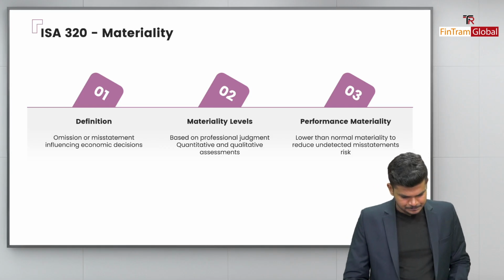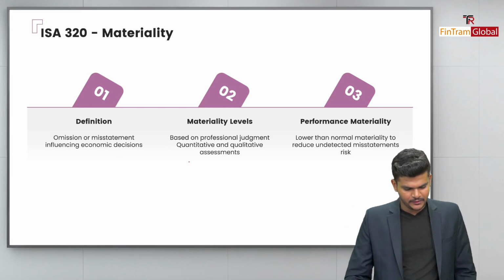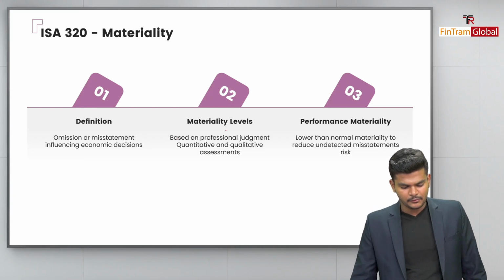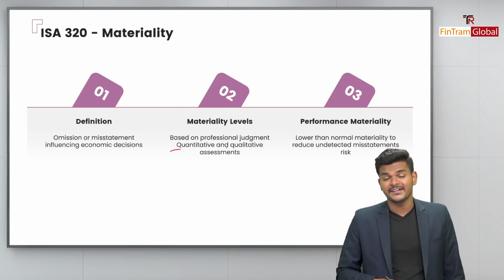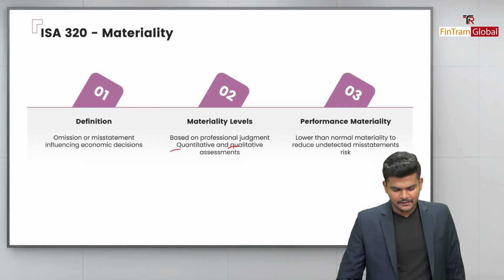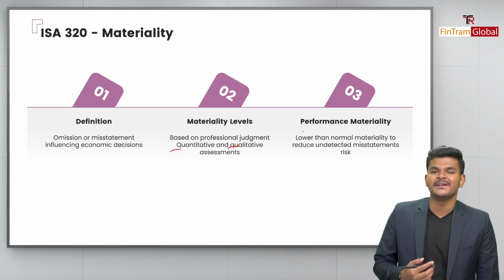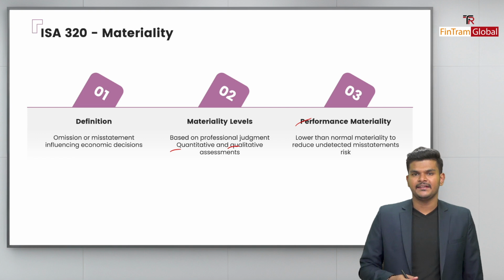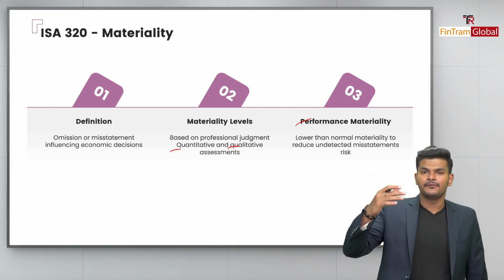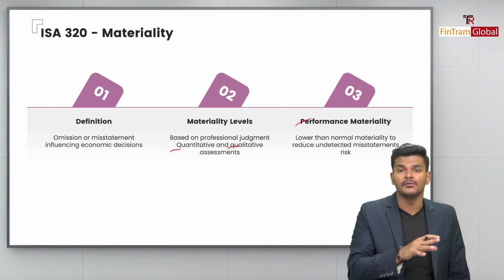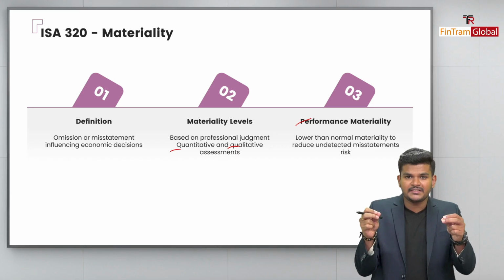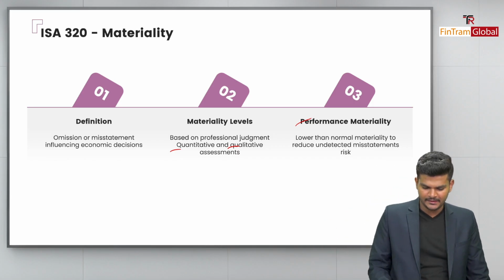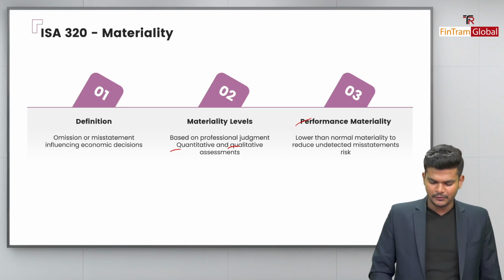And omissions or misstatements influence economic decisions, and then we determine materiality levels using qualitative as well as quantitative assessments, right? And then there's also a concept known as performance materiality. So when it comes to performance materiality, what's the idea here? We're setting a materiality level below the materiality for the financial statements as a whole, so that immaterial misstatements do not group together to become a material item. Okay, folks. So that's basically the idea. That's what performance materiality is all about.